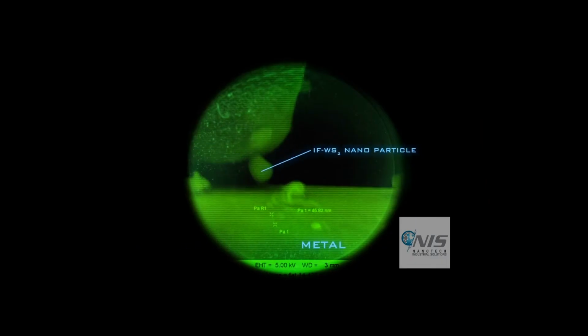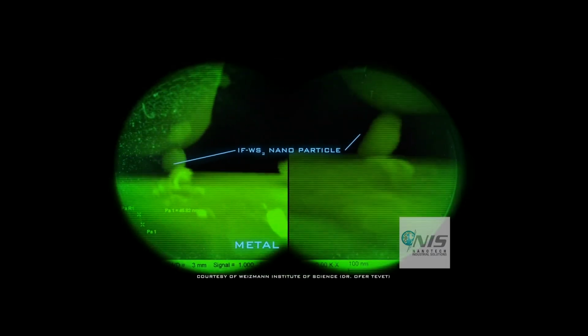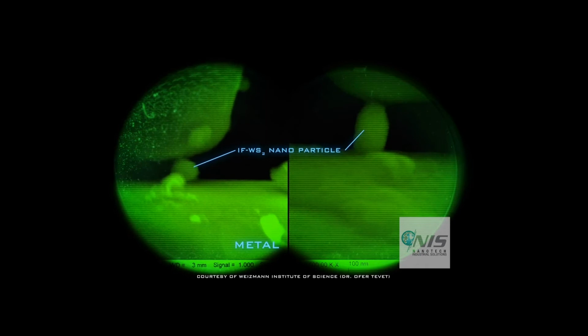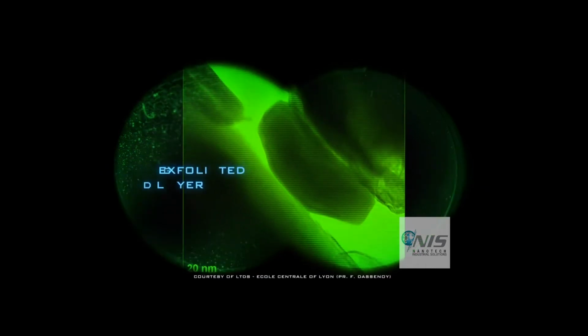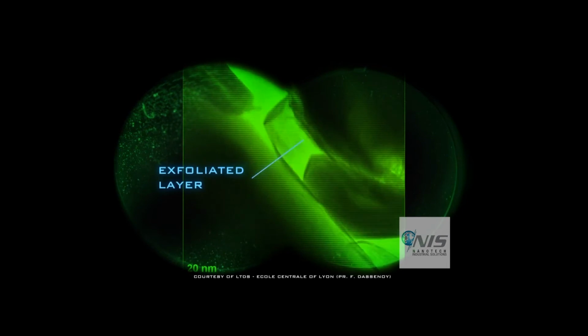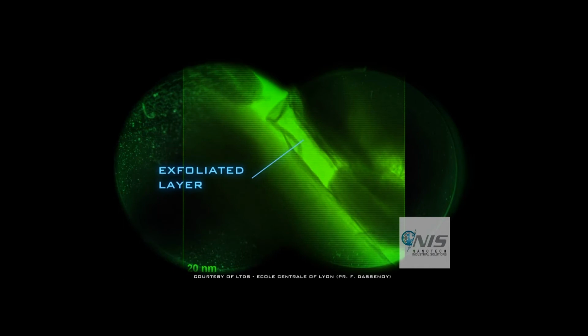Due to their size and morphology, the nanoparticles fill the asperities and irregular surface of the metal gears, providing excellent load-bearing and anti-wear properties. Under high loads, layers peel from the fullerene-like spheres, forming a protective monolayer on metal surfaces, reducing wear and friction.